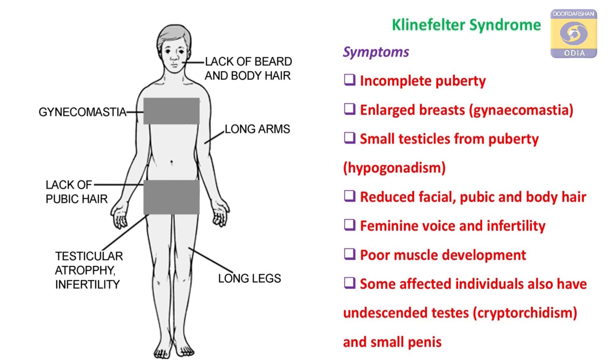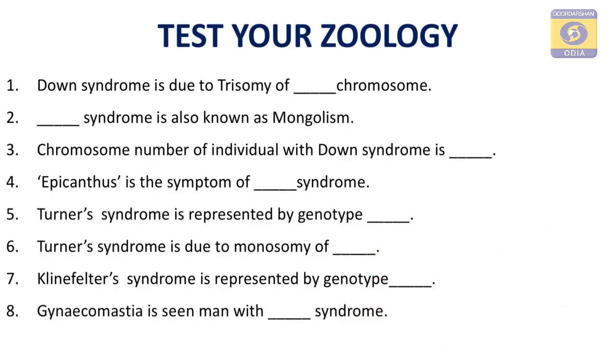The testes permanently remain in the abdomen, and you know that abdominal temperature is not ideal to carry out spermatogenesis, hence that individual is sterile in nature. So the person suffering from Klinefelter syndrome is a sterile male. Right? Now let us do some exercise.